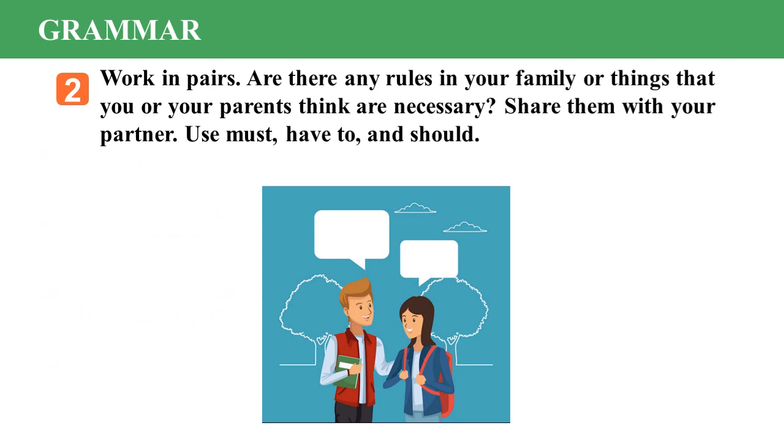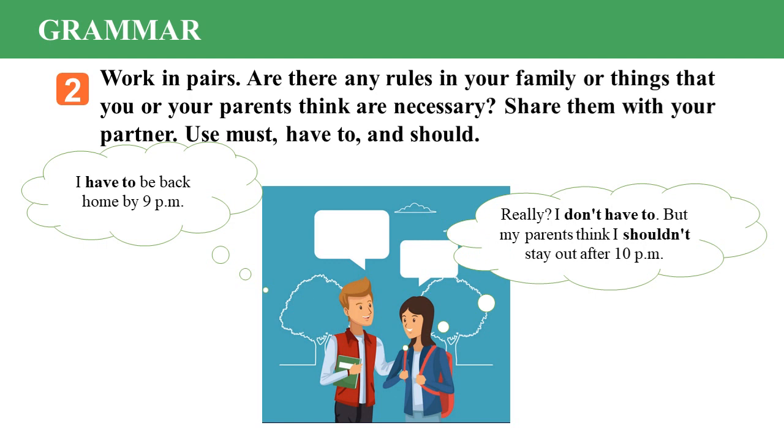Activity 2. Work in pairs. Are there any rules in your families or things that you or your parents think are necessary? Share them with your partner, using must, have to, and should. Now look at the example. I have to be back home by 9 p.m. Really? I don't have to, but my parents think I shouldn't stay out after 10 p.m.